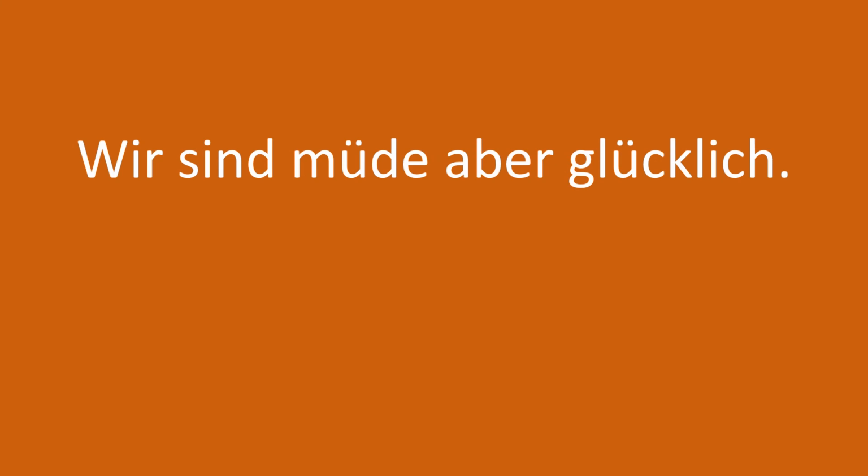To say we are is wir sind. We are and they are, wir und sie, always have the same conjugations of verbs. So wir sind und sie sind. To say we are happy, we say wir sind glücklich. The word glücklich means happy. How would I say we are tired but happy? Wir sind müde, aber glücklich.